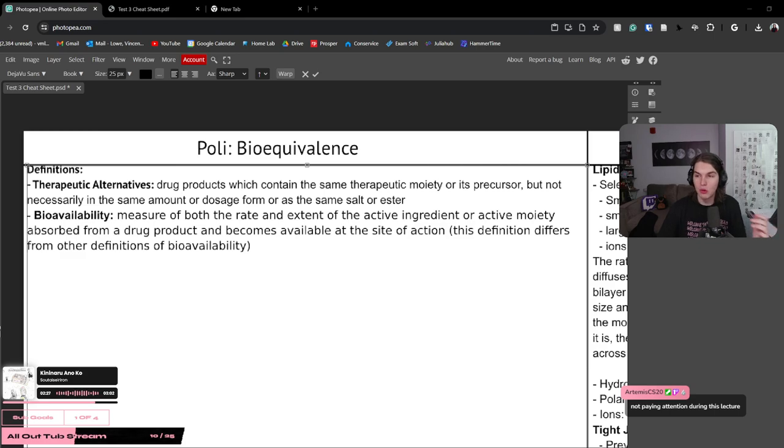Yeah, it's a measure of both the rate and extent of the active ingredient or active moiety absorbed from a drug product. So essentially how much becomes absorbed and available at the site of action.